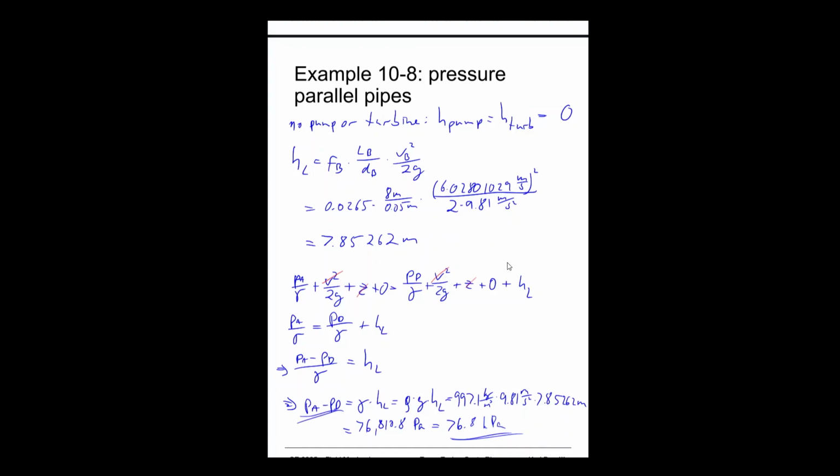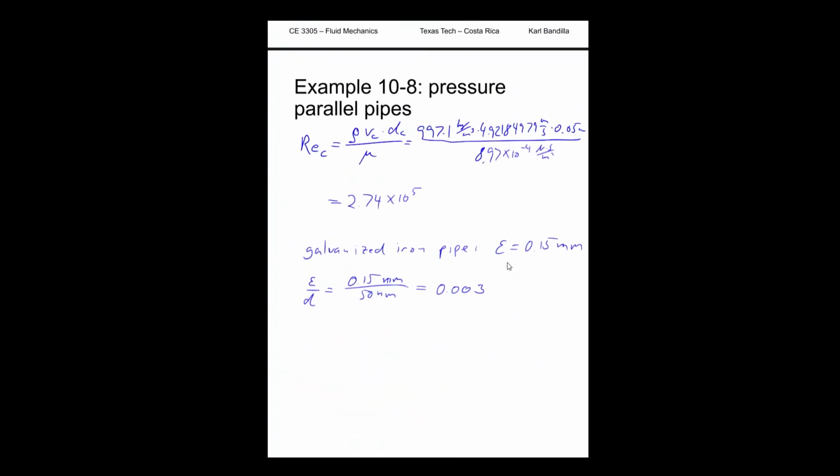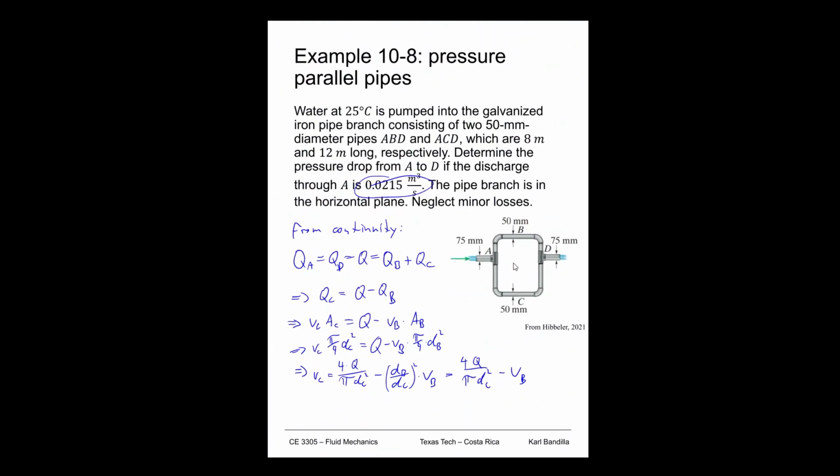All right, so let's go back to our picture. We found that if we want to have 0.0215 cubic meters per second going through the system, then we'll have to have a pressure differential between A and D of 76.8 kilopascals. And we found that using the energy equation, but first we had to iterate on what the velocities through the two branches are, and we did that by using the continuity equation and taking advantage of the fact that the head loss along each of the branches has to be equal.